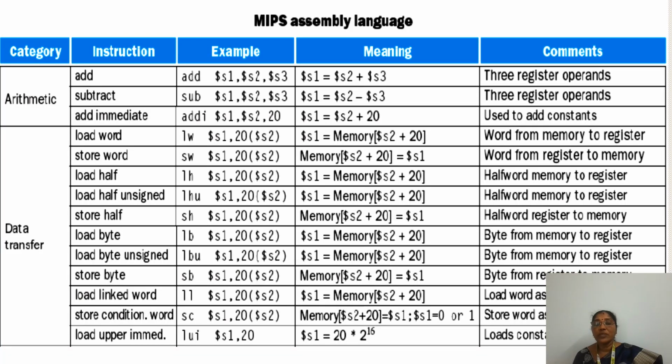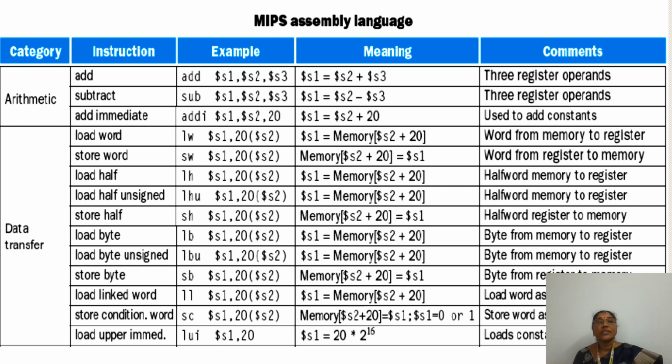By using these registers, we are going to do various sets of operations in the MIPS architecture. These are the various assembly language instructions you are going to consider for the MIPS architecture. Here in the MIPS architecture, we have different sets of instructions depending upon the different types of operations. First, we will consider the arithmetic operations.